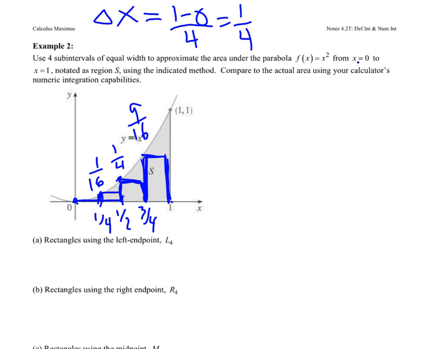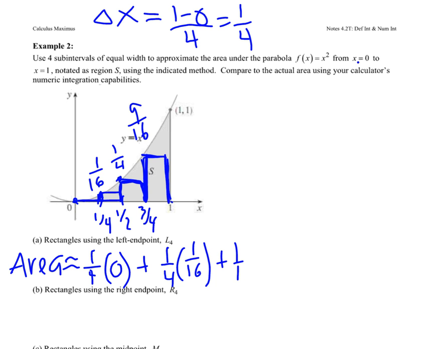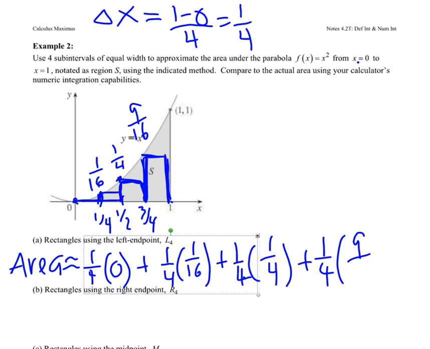That's our height. So we can say that the area can be approximated by doing the width times the height. Our first one was 0. Then we have the width times our height, and the width times our height, and the last one, our width times our height. So we've approximated the area using those 4 rectangles.